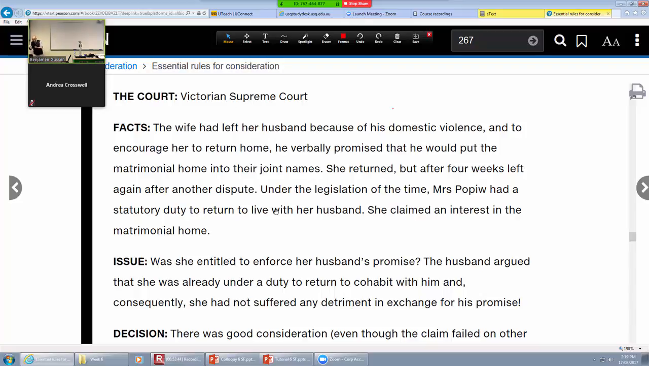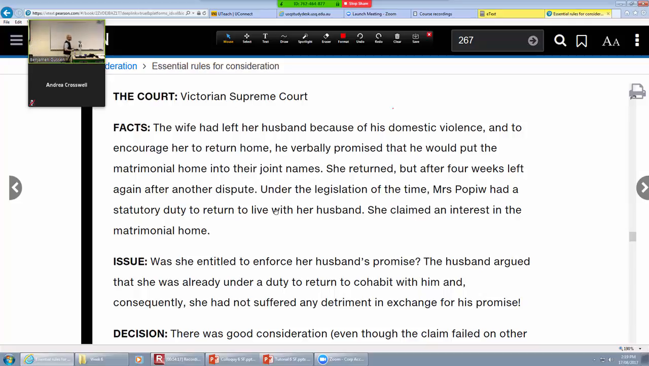So do you know where I'm going with this? Consideration. Was this a separate consideration, returning? So do you understand what happened here? There was a promise saying, I will give you the house, or I will make you a joint owner. That's my promise. Your consideration is come back home. But I'm telling you, coming back home was already under statutory duty. You have to come back home. Even if I don't promise you, under this law, back in 1959, you have to come back home. So what is your consideration?